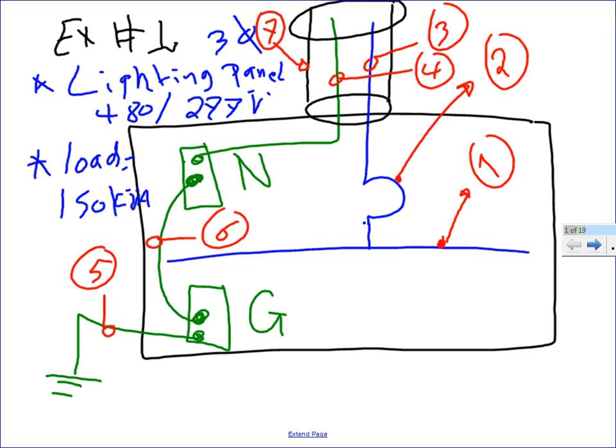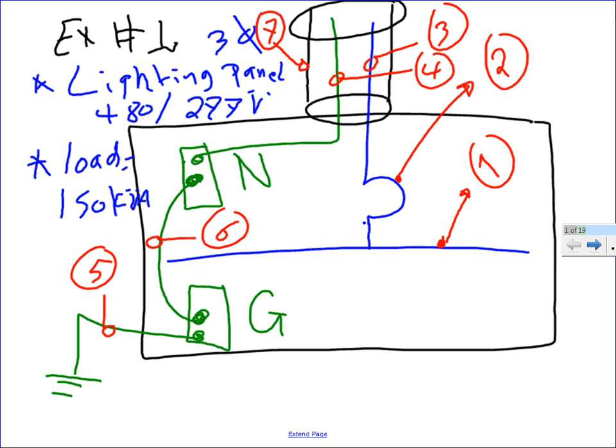Number 1, Chris, so let me read this one because my handwriting sucks. So example number 1, we have a lighting panel. In this case, it's called lighting panel, but it really could be any type of panel. Could be receptacle, could be mechanical. So I have a lighting panel, 48277, cool. And I calculated a load of 150 kVA.